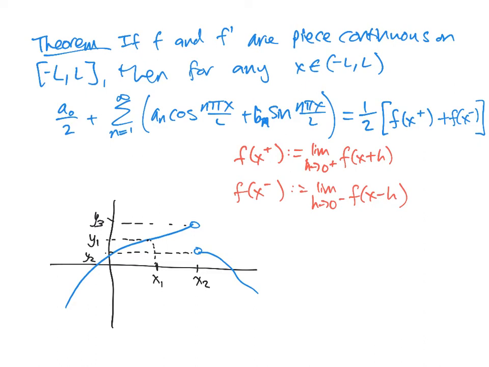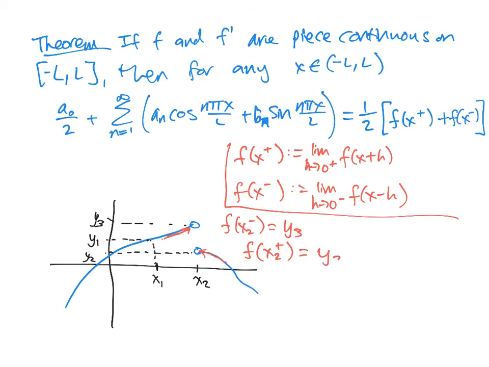So let's talk about the values at x2. So f of x2 minus, in this case, is going to be where our f is heading as we go from the left. And so if we're looking at what the function's doing as we approach x2 from the left, we're getting up to y3. And then f of x2 plus, from the right, is going to be where we're heading from the right, and so that's going to be y2. And so that really matters when you have this discontinuity, because where your function's going from one side is different from where it's going from the other side.